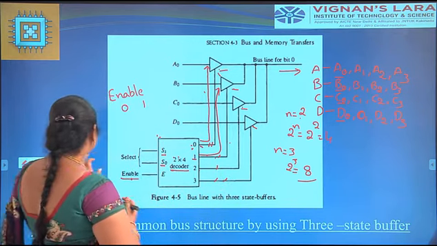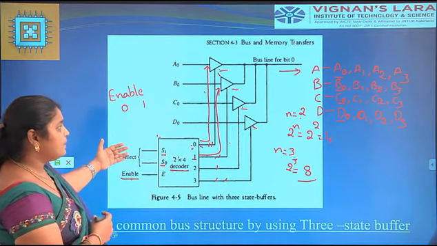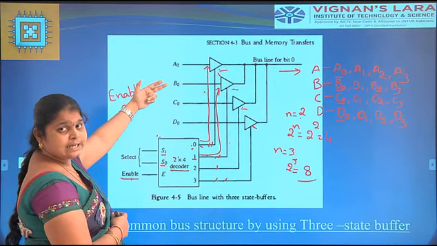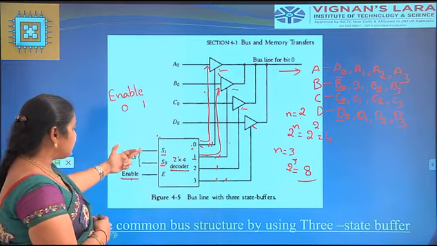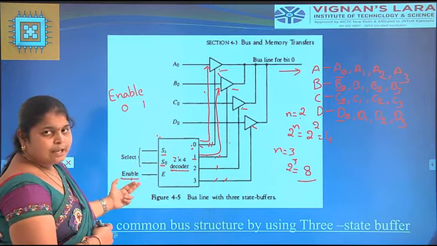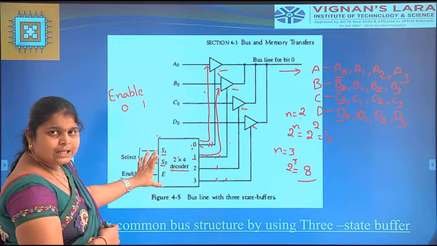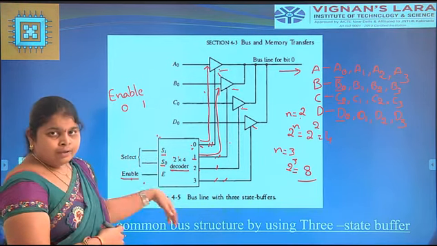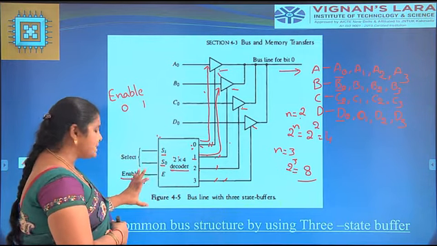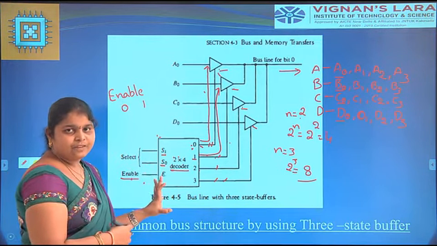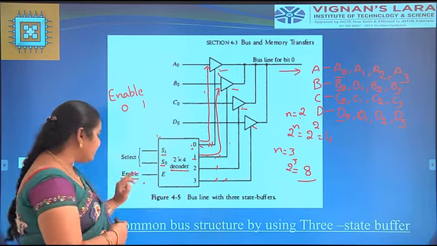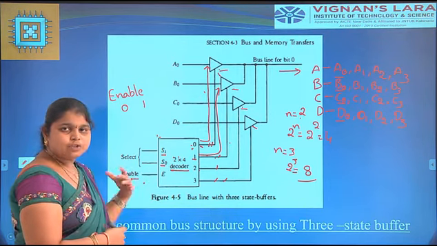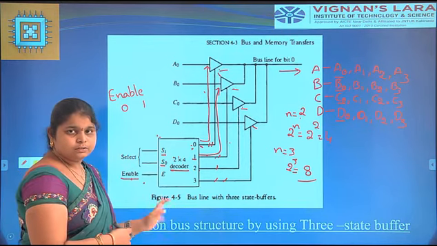This is a bus line with 3-state buffers. These are the inputs A0, B0. This is the 1-bit representation A0, B0 and C0. These two are the select lines. E is enable, meaning whether this circuit is active or inactive depends upon this enable. Whenever this circuit is enabled, only then do we get the resultant output. Whenever the enable is inactive, the output is not obtained.